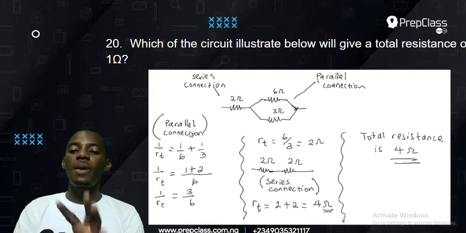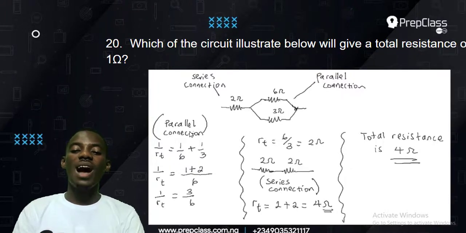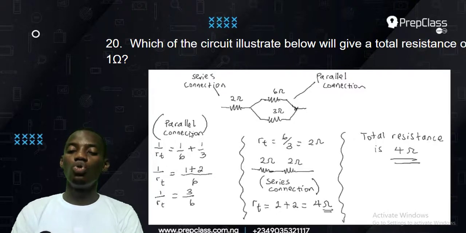So from the parallel 6 ohm and 3 ohm, I'll have 1 over R total equals 1 over 6 plus 1 over 3. From the LCM, 6 divides by 1, and 3 divides by 2 times 1, that's 2. So that's (1 plus 2) over 6, so I have 1 over R total equals 3 over 6. Turning it upside down, R total is 6 over 3, which is 2 ohms. So the total resistance for the parallel is 2 ohms.